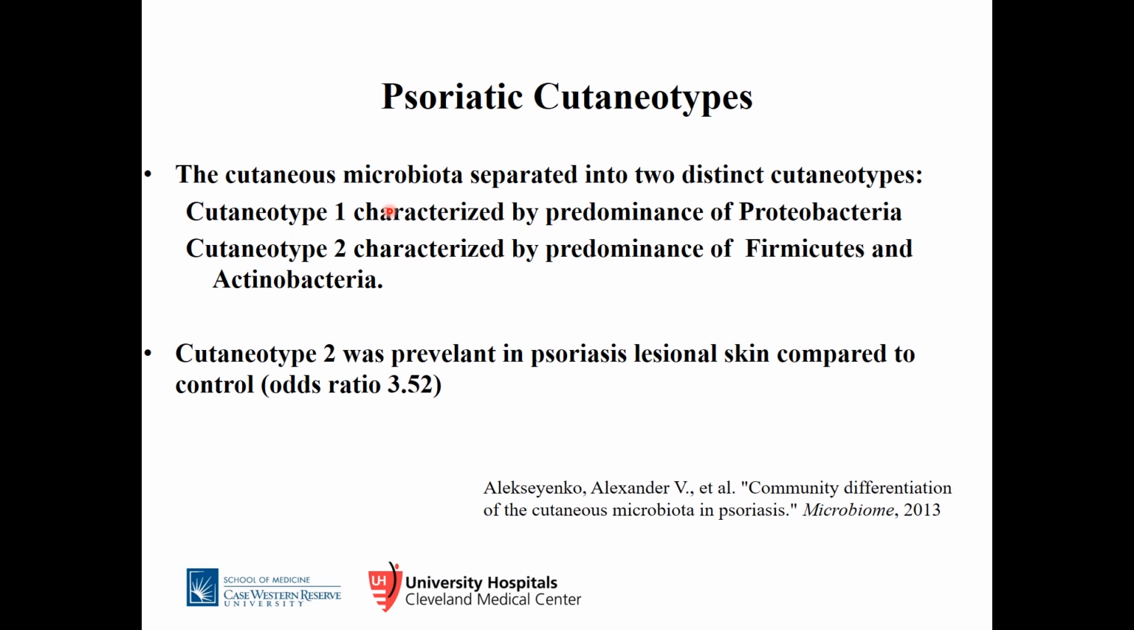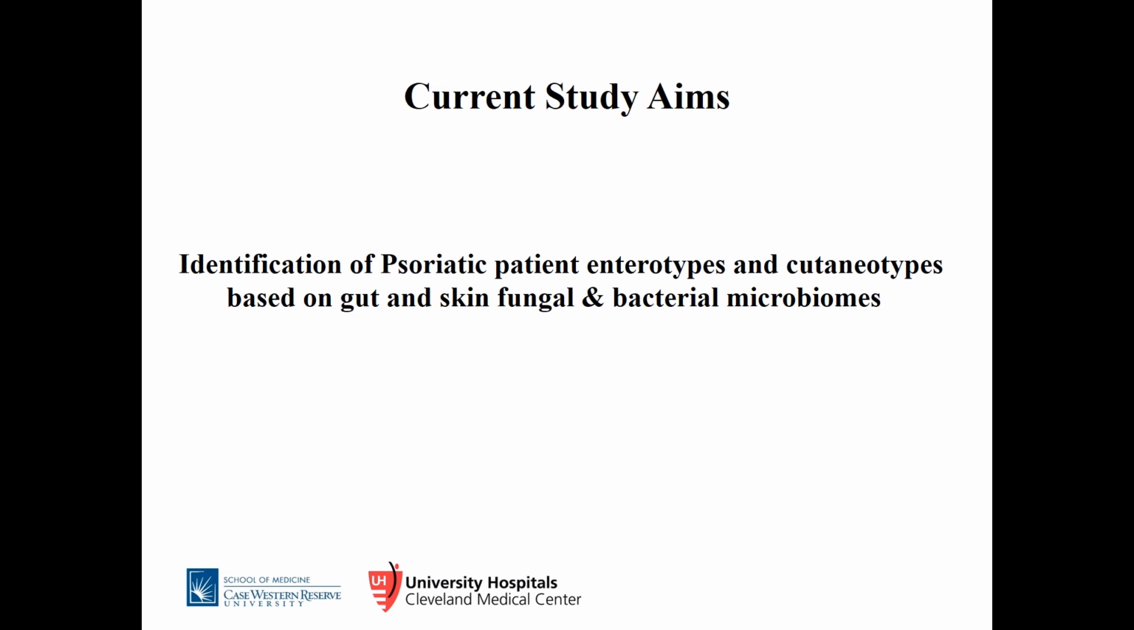In terms of microbiome on the skin of psoriasis patients, or cutaneotype, Alekseyenko and colleagues identified specific psoriatic cutaneotypes based on predominant bacterial phyla in psoriatic plaques. In these 2 cutaneotypes, group 2 was more prevalent in psoriatic plaques versus normal skin. The aim of our study was to characterize entero and cutaneotypes that incorporate bacterial and fungal organisms, so-called micro and mycobiome, using unsupervised hierarchical clustering and an examination of potential correlations with other metabolic and physiologic markers.